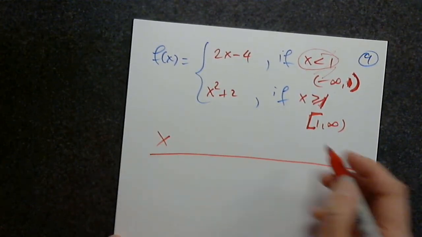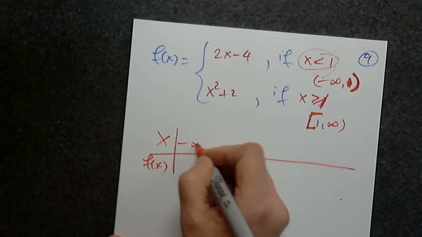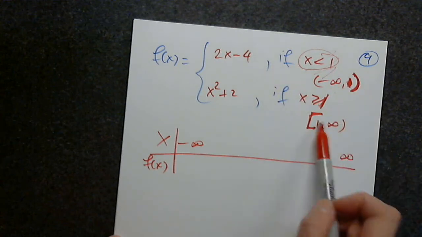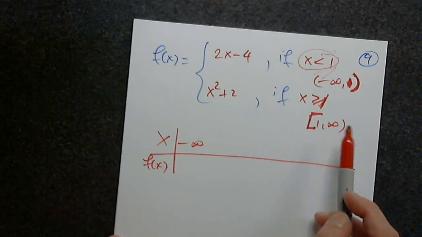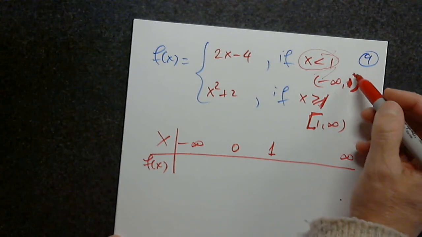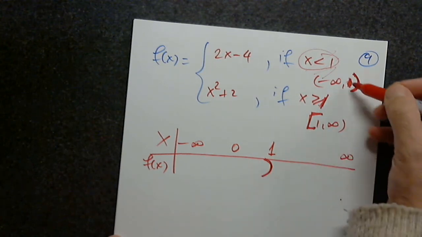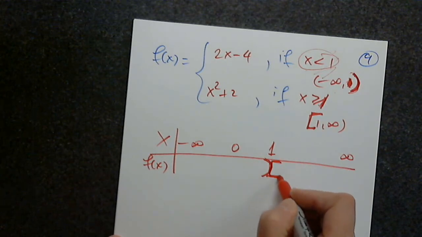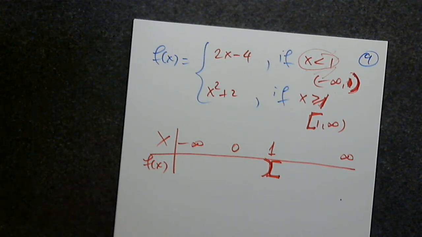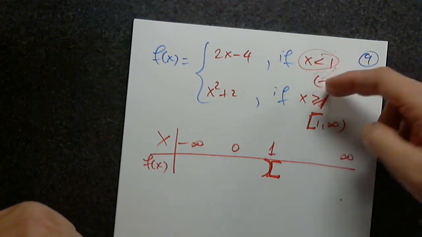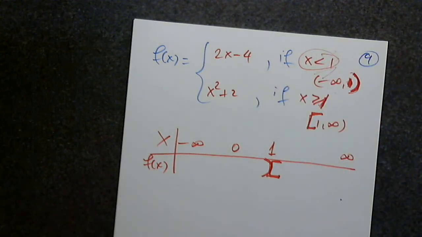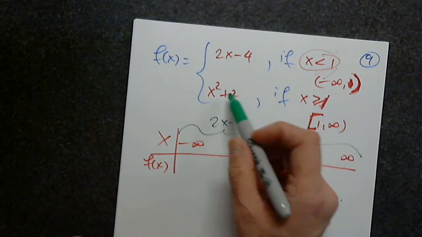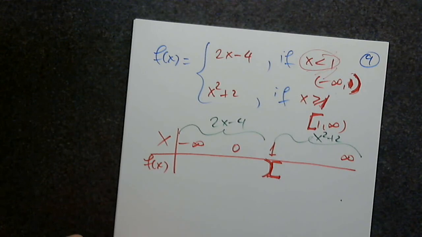So we see that the function is defined everywhere, from negative infinity to infinity. Nothing is missing. There is no gap to the left of 1, at 1, and to the right of 1. So 1 must be an important point, or x value. There is a parenthesis to the left and a bracket to the right. I like to write the functions above because they may be reversed. Who knows? To the left of 1, I will be using 2x minus 4. To the right of 1, I will be using x squared plus 2.